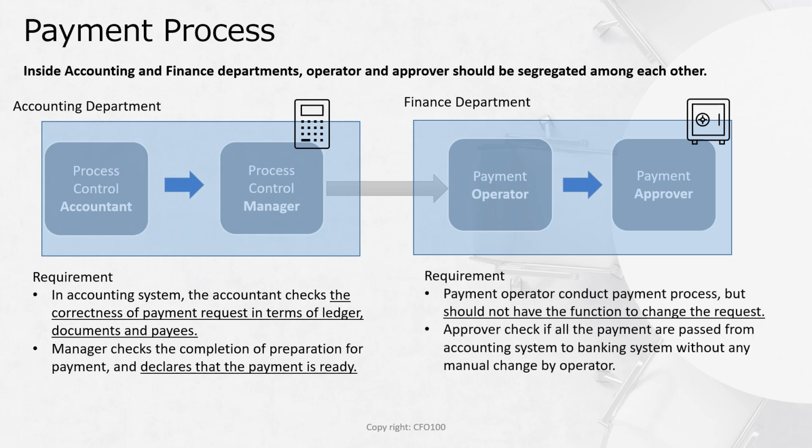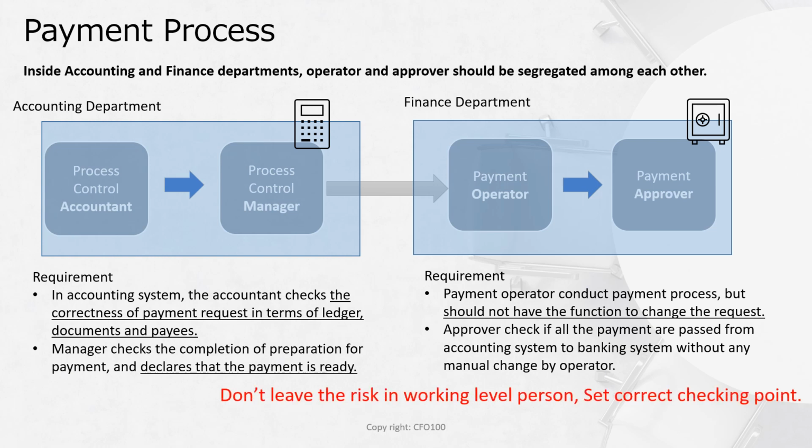It shows that inside the finance department, there is also the segregation of duty. As I said in the accounting department, it's not good to leave their risk to a working level person, and the correct checking point is necessary. Once you find any deviation from this process, you should check and establish the proper process in the daily routine work. This treatment should be done as the most priority item than anything as CFO.